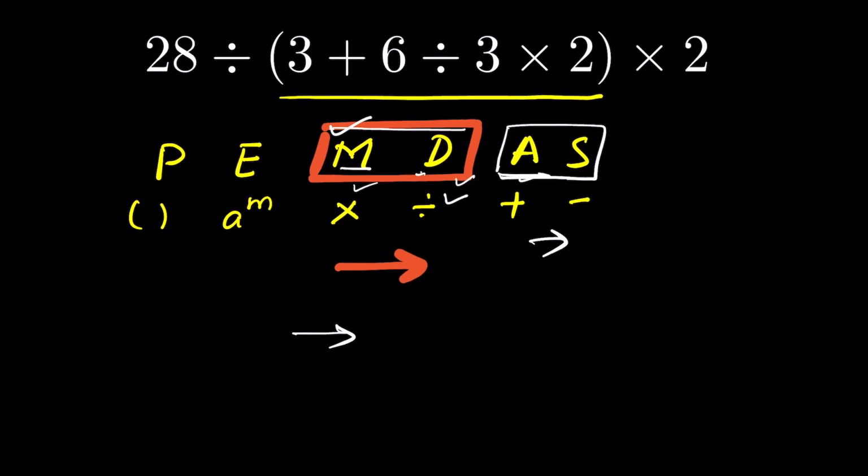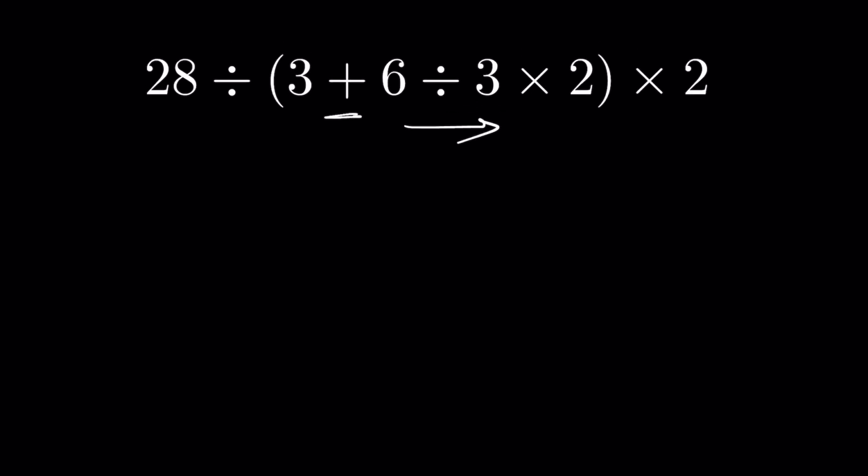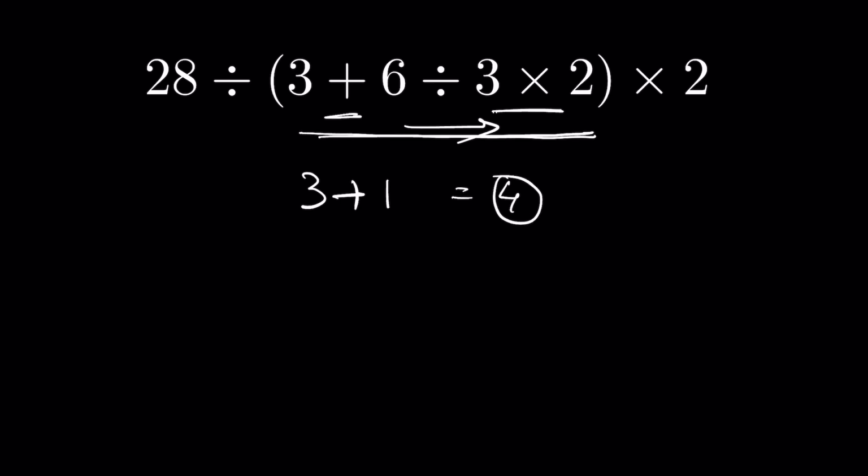So here in this question we have addition, division and multiplication. We can't do the addition first. We have to do division or multiplication first before doing the addition. Now from left to right we have division, so we'll do the division and not the multiplication. If you do the multiplication first, then 3 plus 6 divided by 6, since 3 times 2 is 6, then 6 divided by 6 is 1, and then 3 plus 1 is 4. You will get 4 as the answer for this parenthesis.